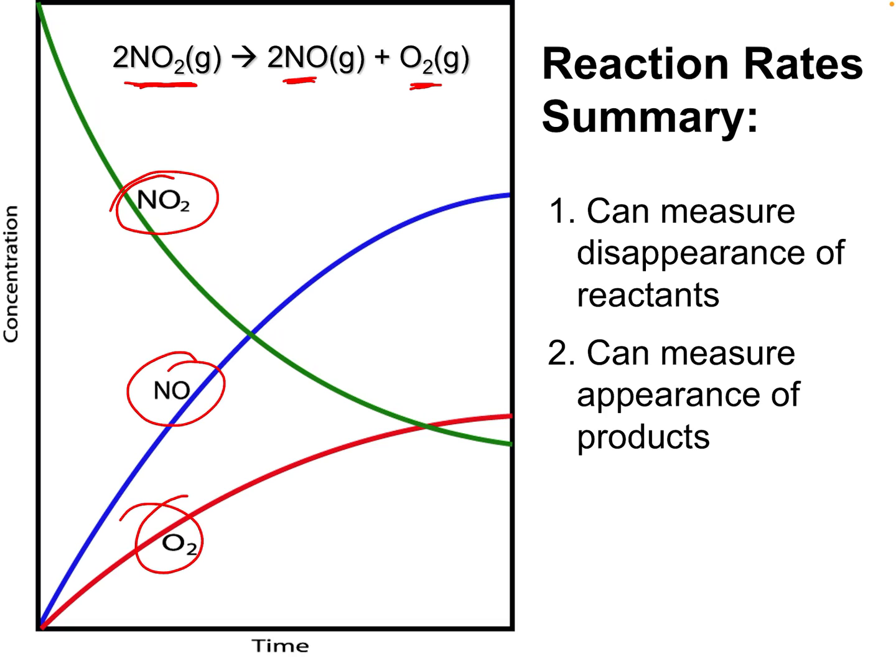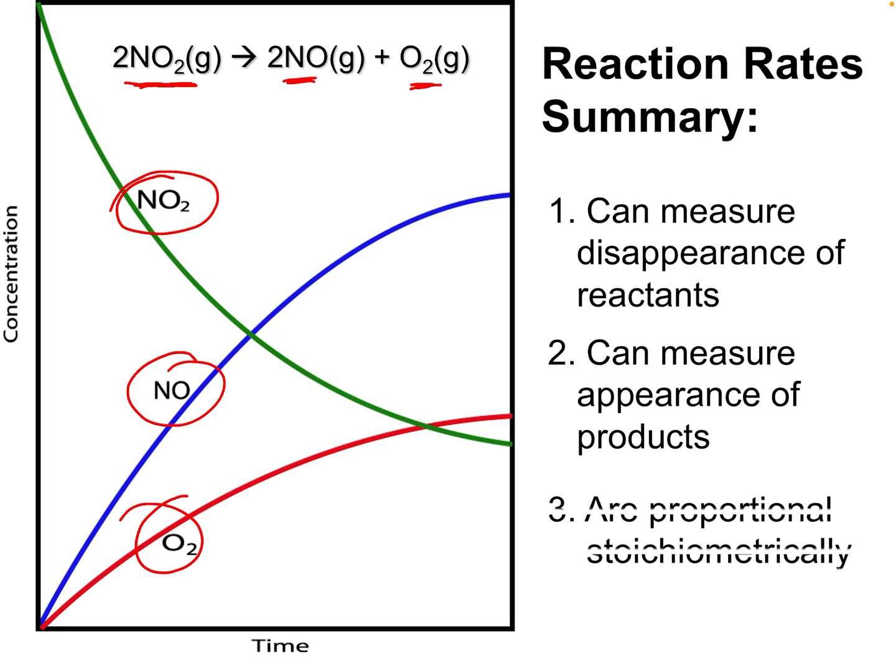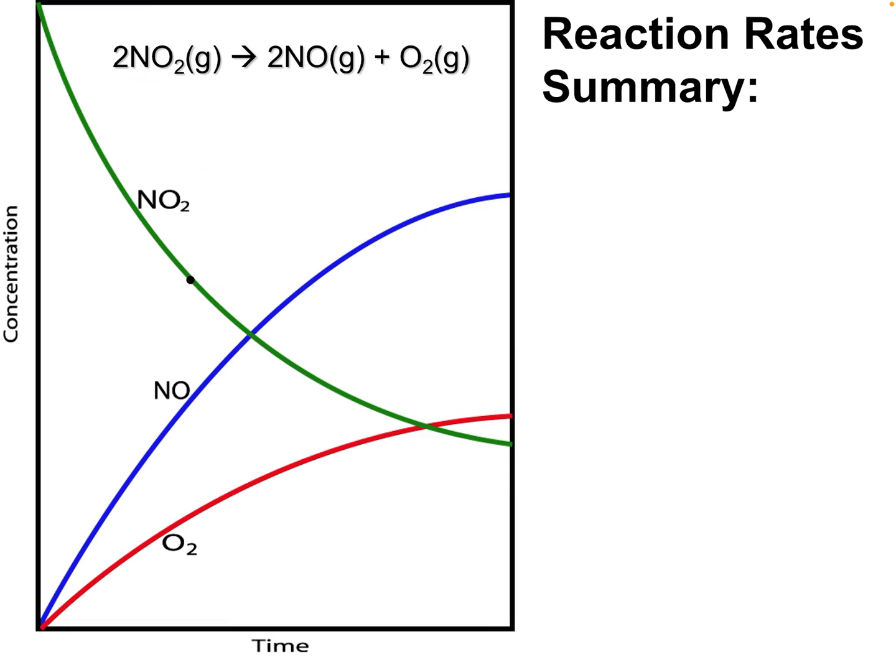And remember, it doesn't matter which one of these we use to measure the rate, as long as we are incorporating the coefficients, the 1 over the coefficient, we can always calculate our rates. And they are proportional stoichiometrically, which means those coefficients are coming into play. For every 1 oxygen, there's an imaginary 1 here, for every 1 O2 that's being produced, we are producing 2 nitrogen monoxides. Okay, these are proportional stoichiometrically.